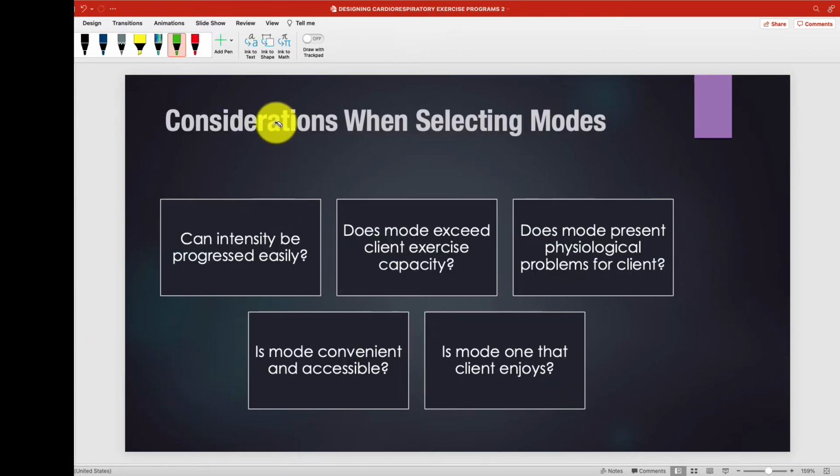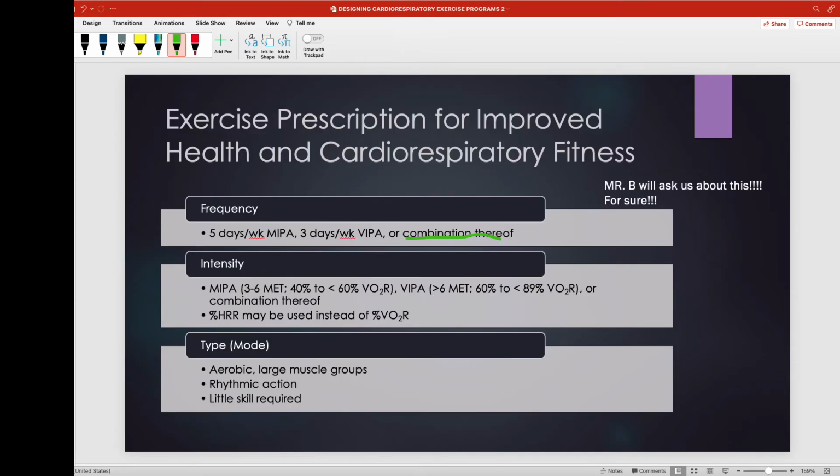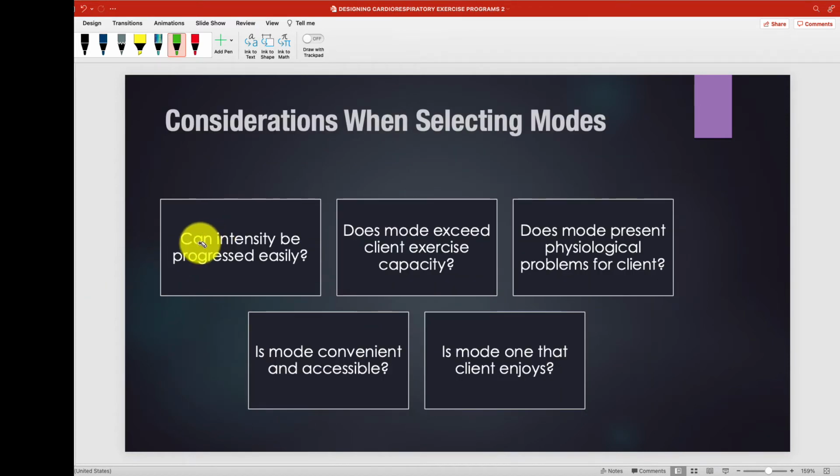Okay, so now considerations when selecting mode. Here is our mode. If we go back to this, let's tie it all together. What is our type? What are we doing to stress this aerobic system? Can the intensity be progressed easily? Does the mode exceed the client's exercise capacity? If I want to put someone that's never worked out on a rowing machine before, they would die. They wouldn't last very long.